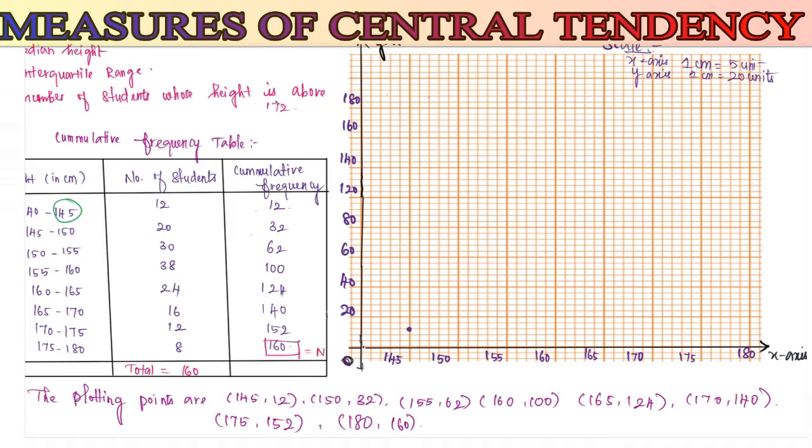145, 12, the point is here, and 150, 32; 155, 62; 160, 100; and the next one 165, 124; 170, 140; 175, 152; 180, 160. With the free hand, I am going to join the points.